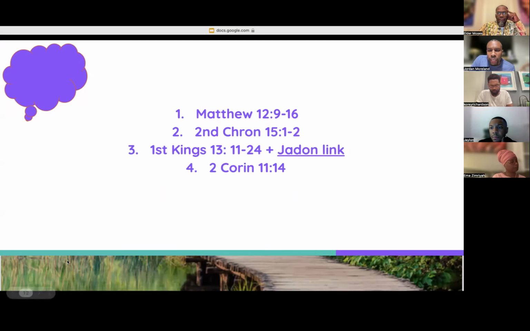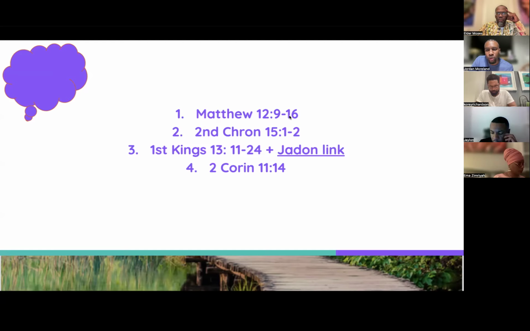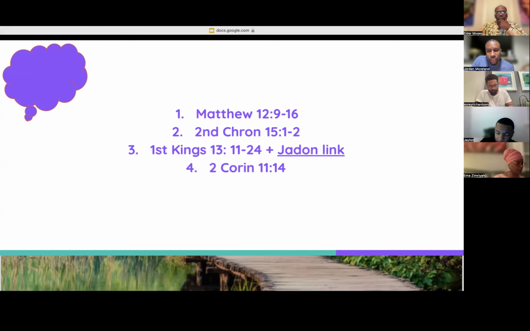Now an old prophet dwelt in Bethel, and his sons came and told him all the works that the man of God had done that day in Bethel. They also told their father the words which he had spoken to the king. And their father said to them, Which way did he go? For his sons had seen which way the man of God went who came from Judah. Then he said to his sons, Saddle the donkey for me. So they saddled the donkey for him, and he rode on it, and went after the man of God, and found him sitting under an oak.